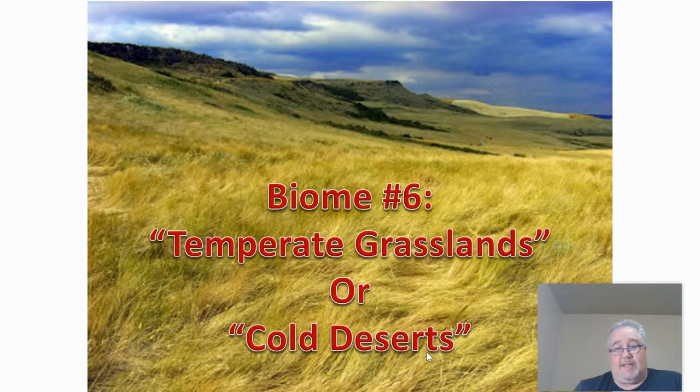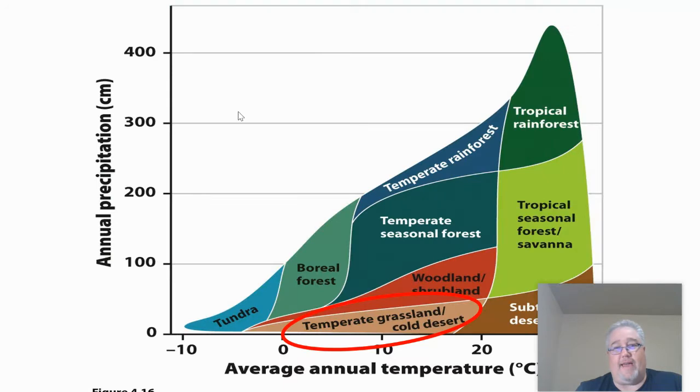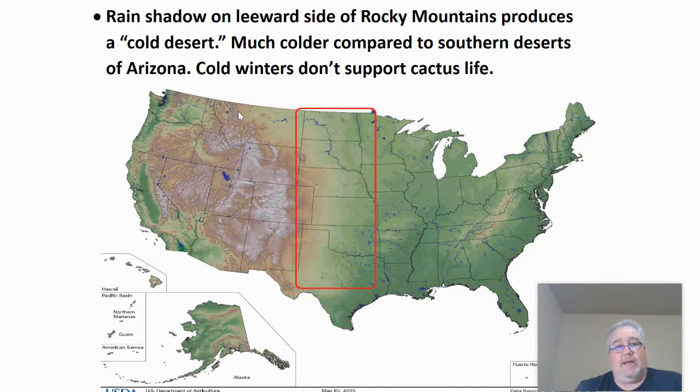Biome six is the temperate grasslands. I just call them grasslands for the most part. They're also known as cold deserts. If you look here in the middle of the United States, think Nebraska, Wyoming, Kansas. Those are the areas where you're going to find these grassland areas.